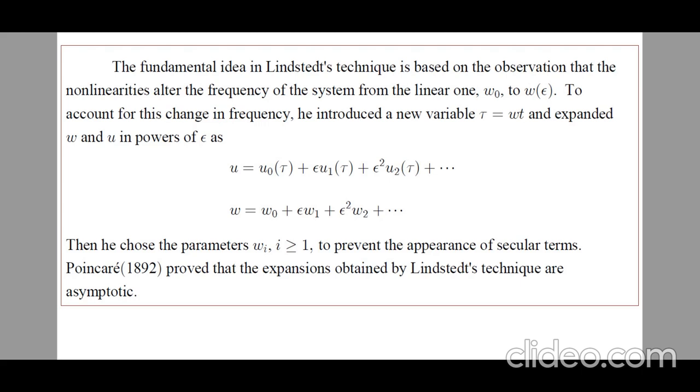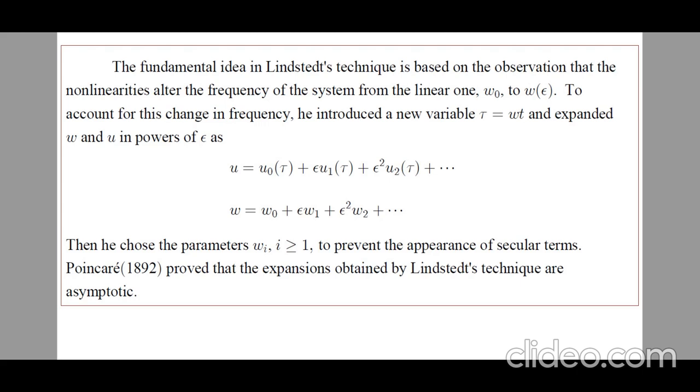So therefore u can be expanded in the form u naught of tau plus epsilon u1 of tau plus epsilon square u2 of tau, and so on. Similarly, omega is expanded in powers of epsilon as omega naught plus epsilon omega 1 plus epsilon square omega 2, and so on.